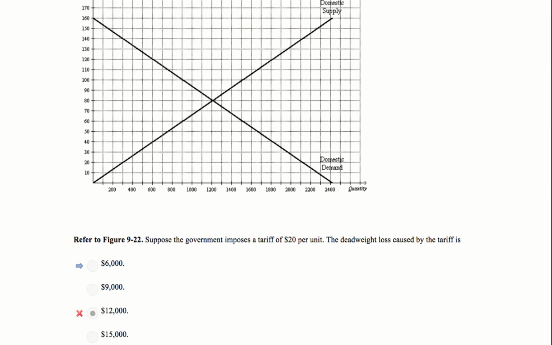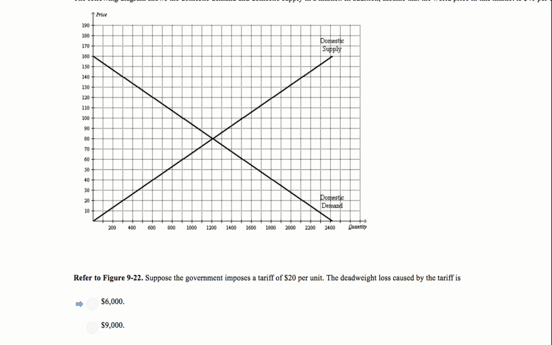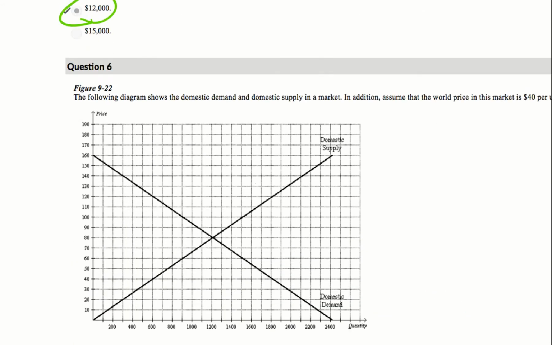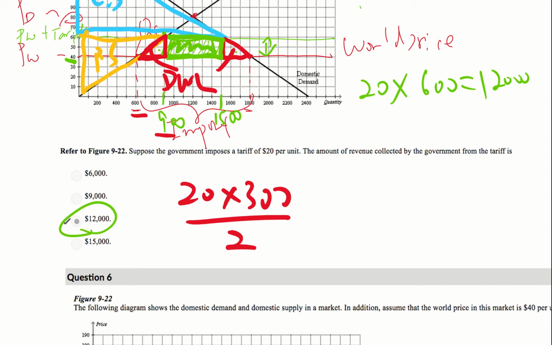Okay, that's a similar question, but this is asking how much is the deadweight loss caused by the tariff. Deadweight loss is the 2 triangles there and there. To find the deadweight loss, let's find the first triangle, the one over here. The vertical difference is 20. The horizontal difference is from 600 to 900, so that's 300 divided by 2 because it's a triangle, right? So this would be 3,000. Okay, that's for the first one.